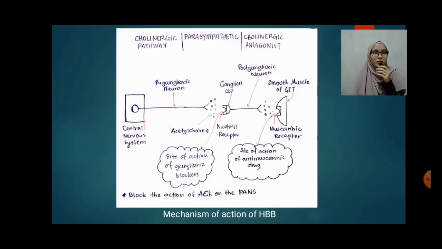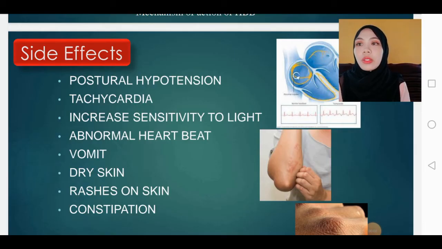When the parasympathetic effect has been blocked, the muscle spasm will be relaxed. Besides, the HBB also binds to the nicotinic receptor and then blocks the action of the ganglionic effect. So today I'm going to present about the side effects and precautions of the HBB drug.